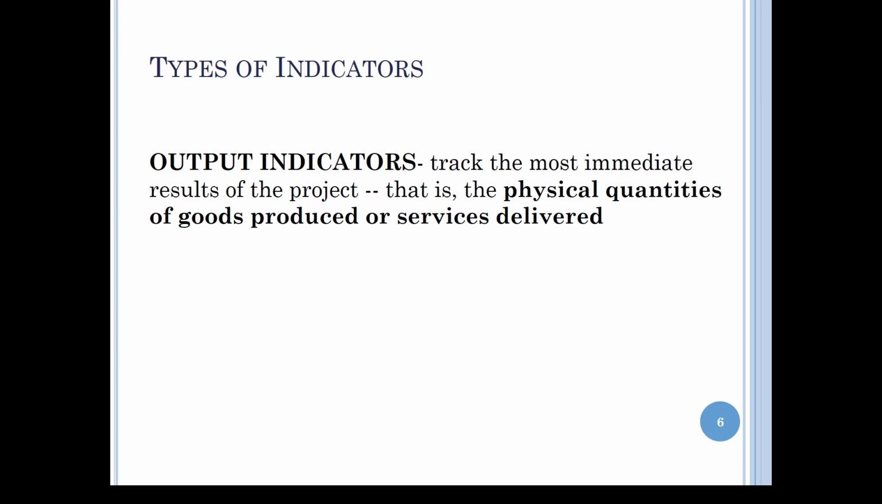Outputs may have not only quantity but also quality dimensions, like the percent of highways completed that meet specific technical standards. So the quality issue here is the specific technical standards that are being achieved in completing those highways. So this would also be an output, not only the fact that the highway is physically completed, but also that these parts of the highway comply with specific technical standards.